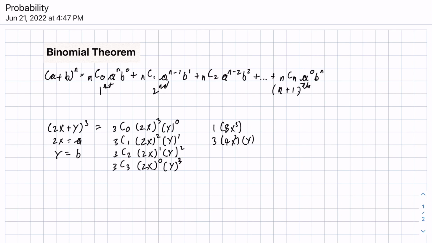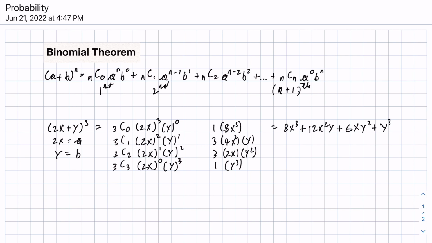And then 3 choose 2 is going to be 3 again. That'll be 2x to the power of 1 times y squared. And then we finally have 3 choose 3, which is 1. Then 2x to the power of 0, which is 1, and times y to the third power. So finally, it's equal to 8x cubed plus 12x squared y plus 6xy squared plus y cubed.